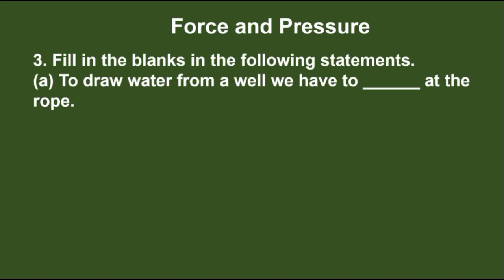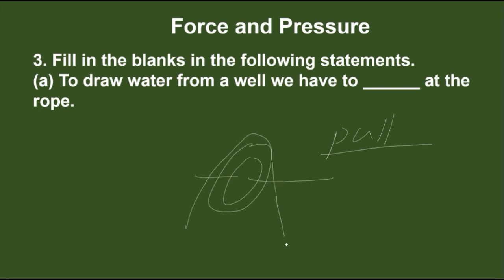The next question is fill in the blanks, right? So here we have to draw water from the well, and when you draw water from the well, what do you have to do? Very simple, we have to pull. Okay, you have to pull the container which is tied with the rope and which goes over a pulley, isn't it? There will be a pulley here, one rod like, and the rope goes down and there's a container here. So we have to pull it. So the answer will be pull.